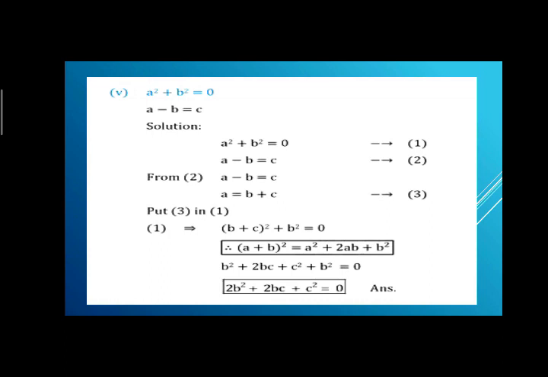When you eliminate a using both of these equations, that is a square plus b square is equal to 0 and a minus b is equal to c, the simplification is 2b square plus 2bc plus c square, that is equal to 0. Hopefully you all understand. Yes class, here we have the answer, that is 2b square plus 2bc plus c square equal to 0. Okay, hopefully you all understand the substitution method and how to apply it to eliminate the variable you want to eliminate. Now forward toward question number 2.